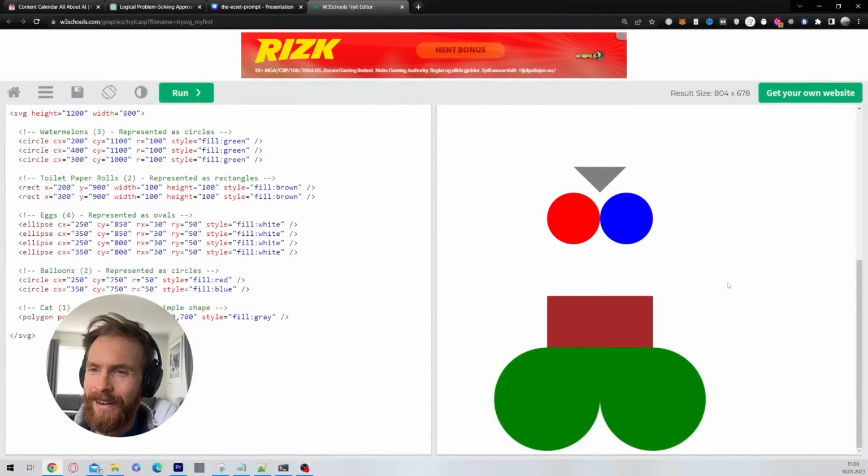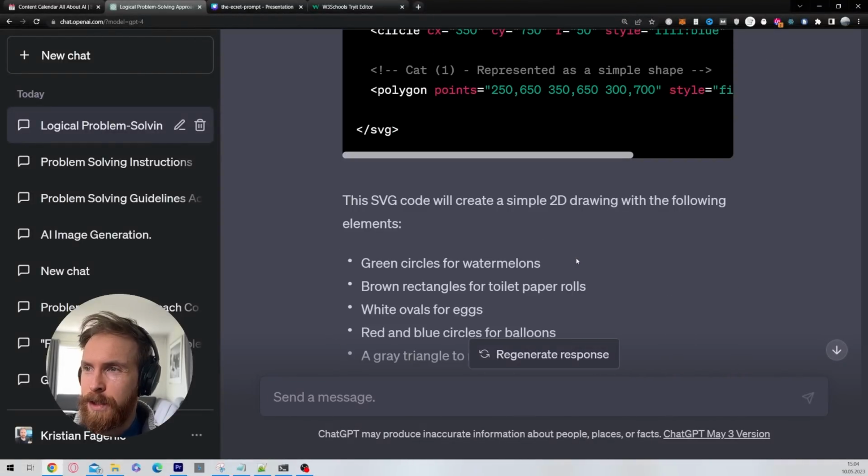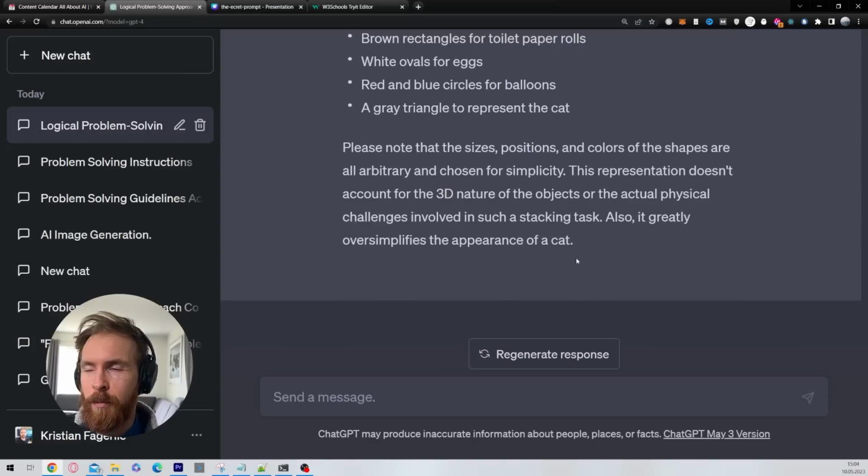Okay, that was better. So you can see GPT-4 is quite good at visually representing the solution, right? So I'm gonna be exploring this a bit more and see if we can come up with something better in the future.